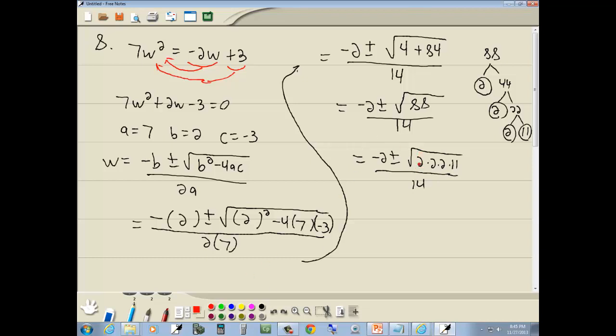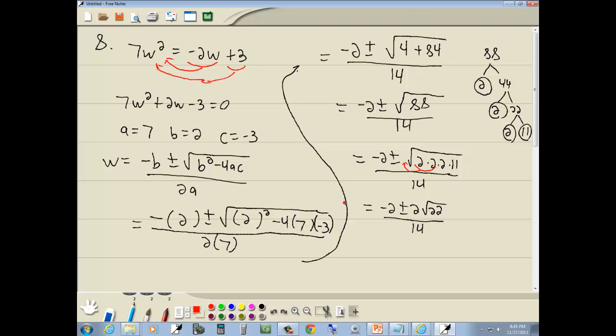Now, square root, we're looking for a pair of somethings. Here's a pair of 2's. So a pair of 2's is going to come out in front as a single 2. So we've got negative 2 plus or minus 2 square root 2 times 11 is 22 over 14.